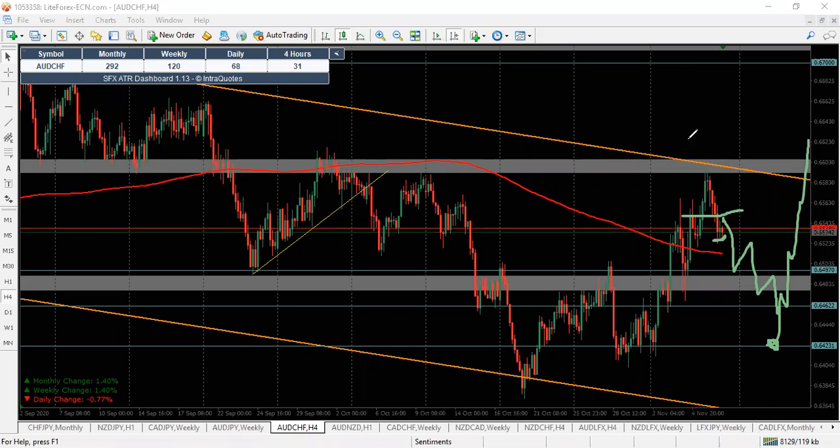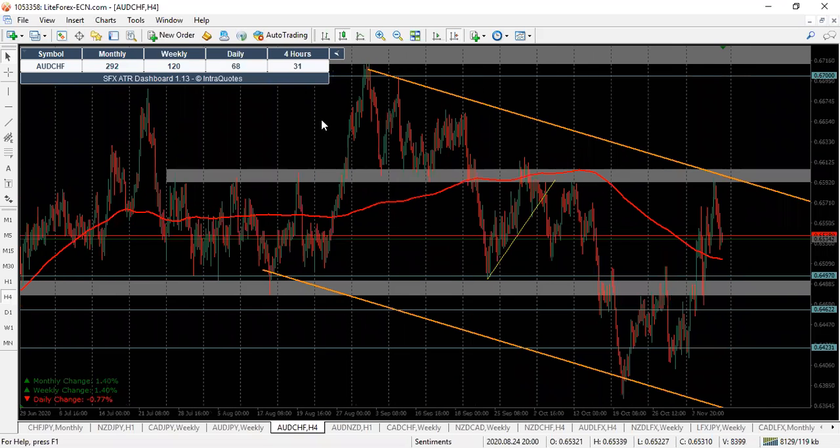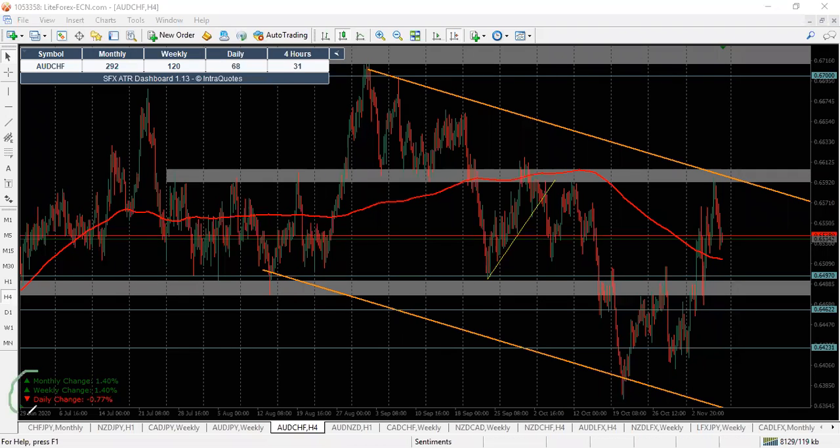So you understand how I use this indicator, the ATR, to set my stop loss and also set my take profit area. Then the next thing goes with the period change.